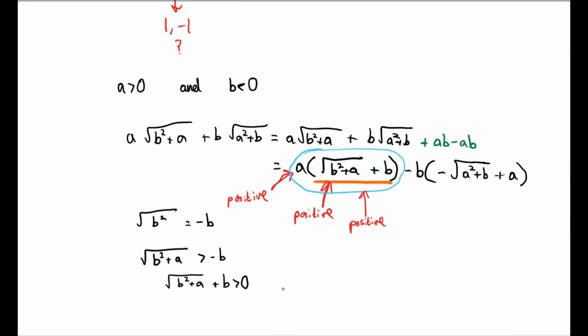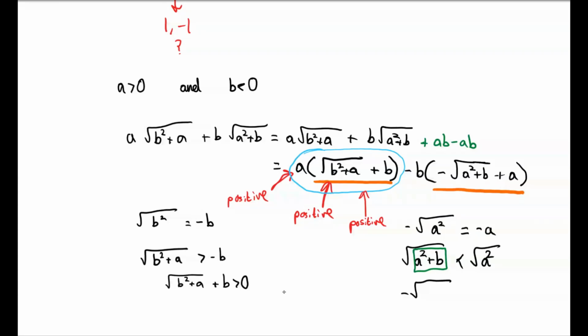So now let us consider this bracket. So let's look at the negative square root of a squared. Now, since a is positive, this is going to be equal to minus a. So now let's look at the square root of a squared plus b. Now, since b is negative, the bit inside the square root, a squared plus b, is less than a squared. So this means that the square root of a squared plus b is less than the square root of a squared. Now, if we multiply both sides by minus 1, we've got negative square root of a squared plus b is larger than the negative square root of a squared. And notice how I flipped the sign because I multiplied by a negative number.